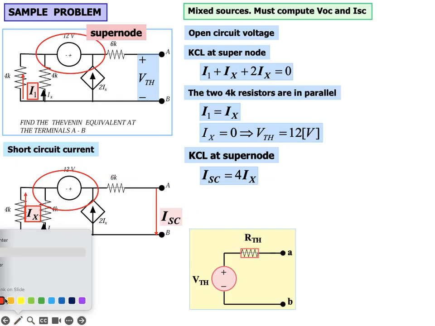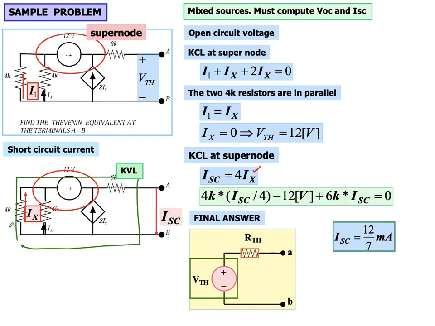And here we need to find the value of Ix. What we can do is apply KVL in the outer loop in this supernode case. So let's start from this point. It is 4K Ix, then it is minus 12. So 4K Ix, where Ix is I short circuit divided by 4. So 4K Ix minus 12, and then it is 6K I short circuit, and then it is equal to 0. So it is this equation.